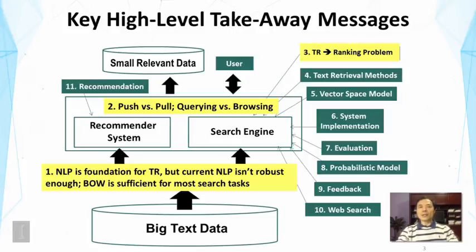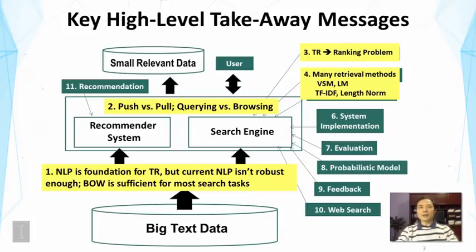And then we talked about a number of issues related to search engines. We talked about the search problem, and we framed that as a ranking problem. And we talked about a number of retrieval methods. We started with an overview of vector space model and the probabilistic model. And then we talked about the vector space model in depth. We also later talked about the language modeling approach, and that's a probabilistic model.